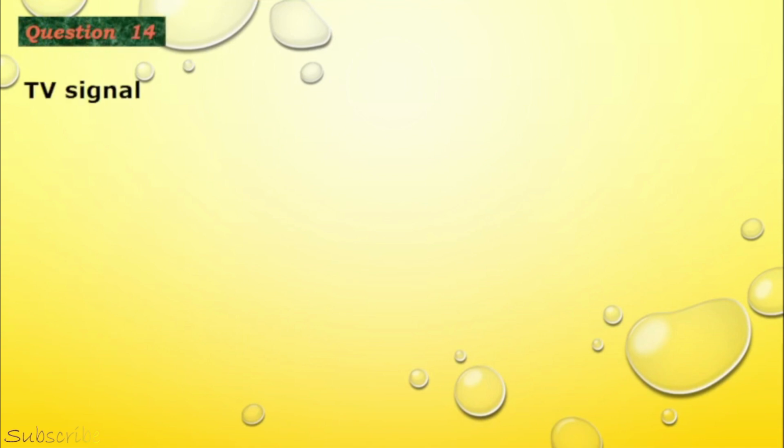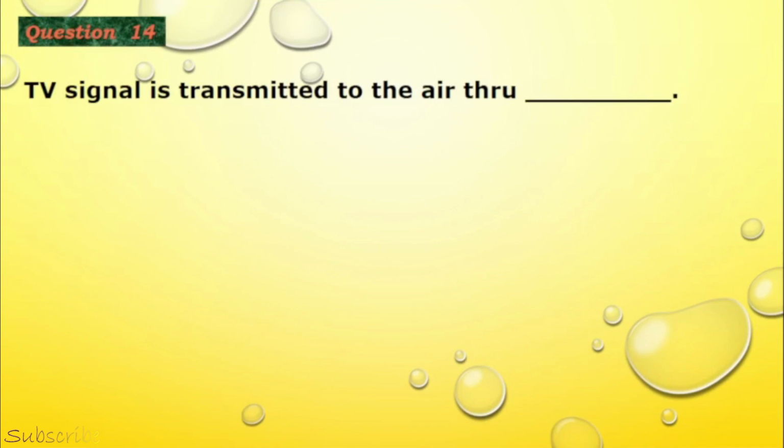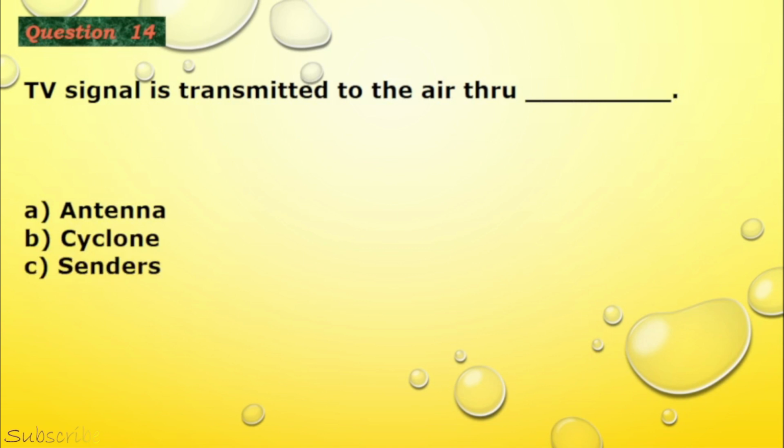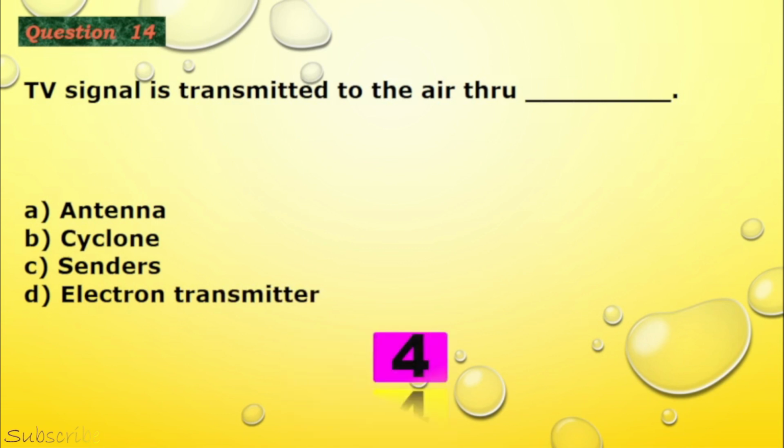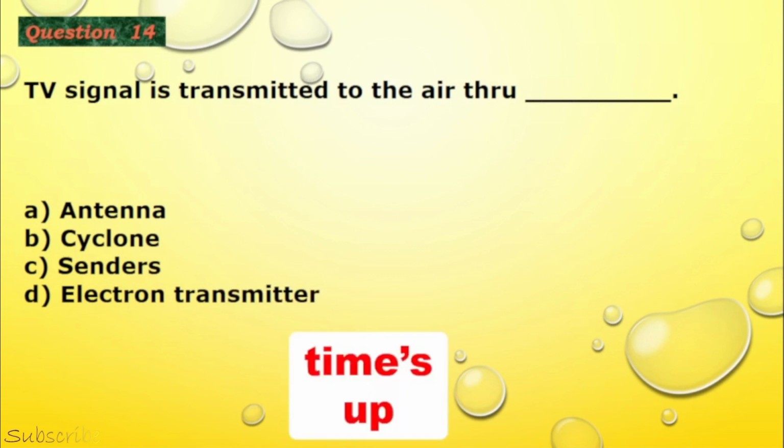Question number 14. TV signal is transmitted to the air through blank. A. Antenna. B. Cyclone. C. Senders. D. Electron transmitter. The correct answer is letter A, antenna.